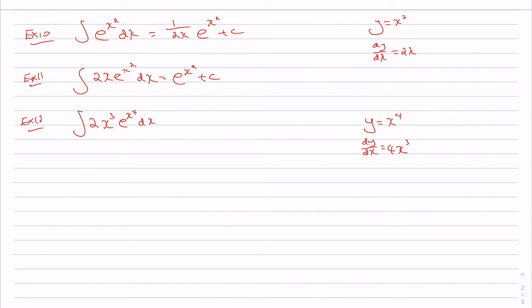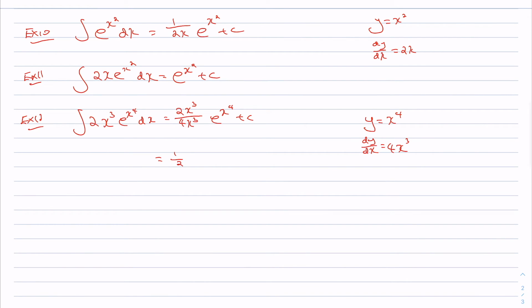So if I were to write this in a little bit more detail, 2x cubed divided by 4x cubed, and then after that, that's it, the process is done. We just need to simplify now. Notice that x cubed and x cubed cancel. 2 divided by 4 is going to be a half e to the x to the power 4 plus c, and that is the answer for what the original function was before we differentiated it.